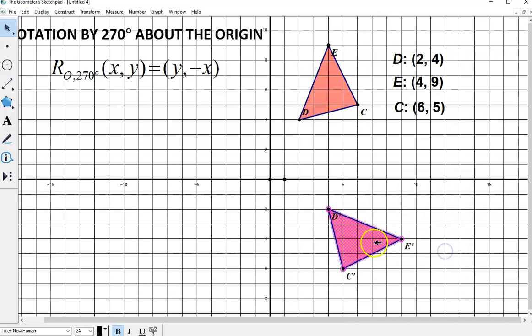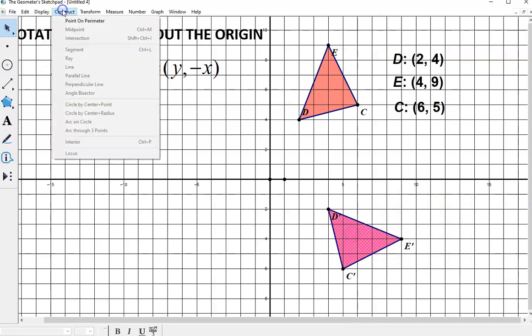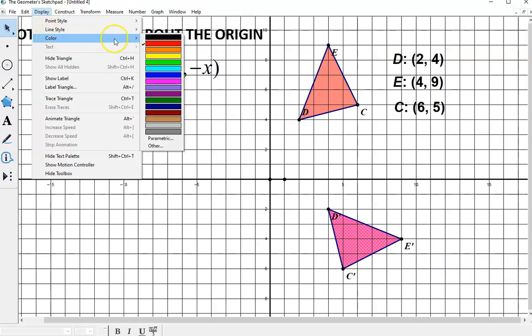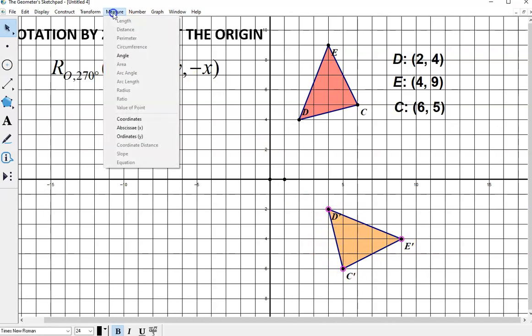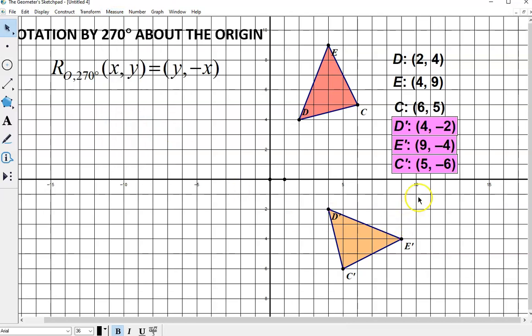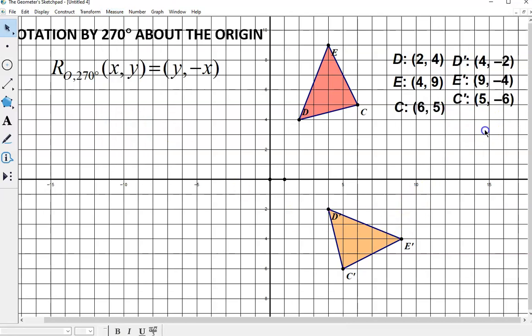Wait a minute. It ended up over here again. Is that right? Did I type that incorrectly? Of course, that's there correctly. Let's do a quick measurement of our coordinates. Let's grab those, measure coordinates. Here they are. And guess what?